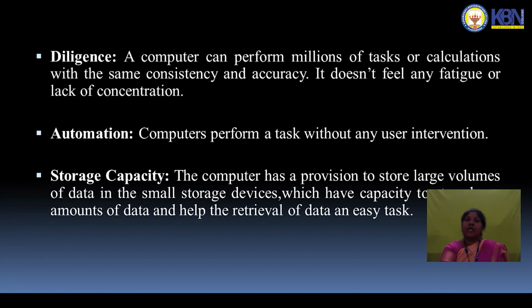And then after, automation. What is the meaning of automation? Computers can perform continuously without getting any interaction or input again and again. For example, computers perform a task without any user intervention. For example, ATM machines work continuously. If we get any problem, then we will give the proper solution for that problem.